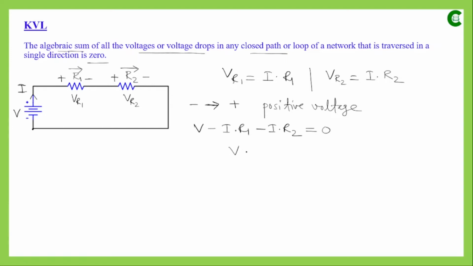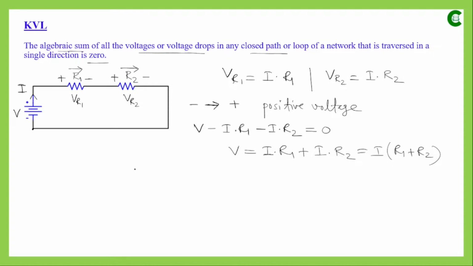So what relationship are we getting? V is equal to I into R2. Now this is one convention: when we move from the negative terminal to the positive terminal of a voltage value, then we consider that as a positive voltage. And I said that even if we follow the opposite convention, then also we will get the same result.